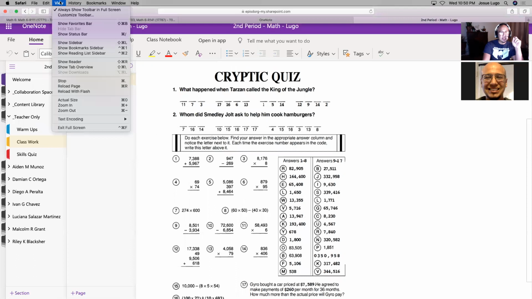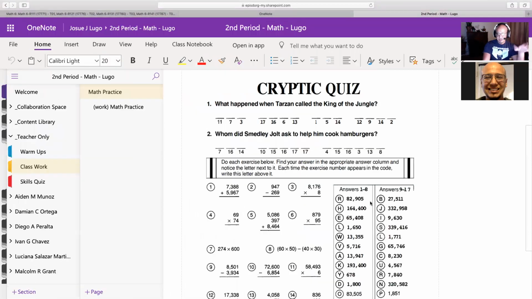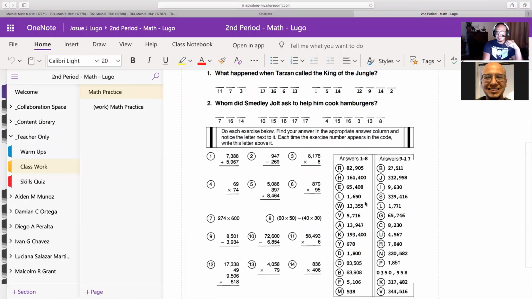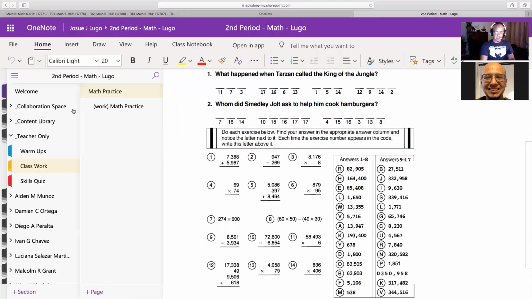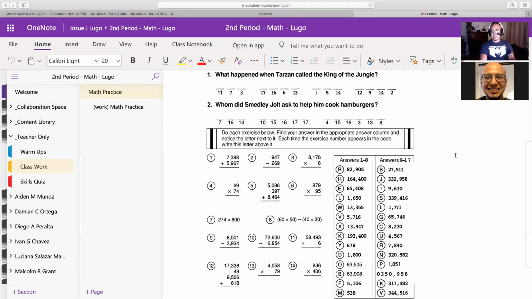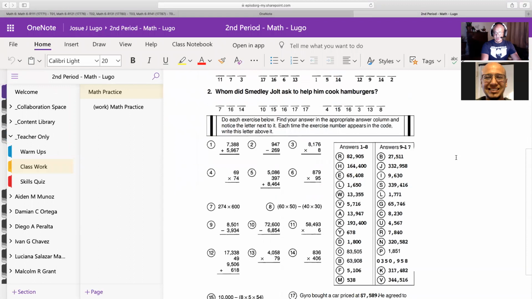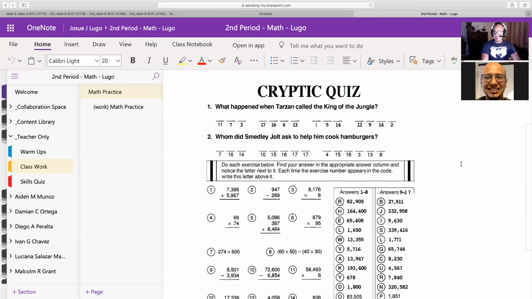Let's make it even bigger than that. View, zoom in, and there are shortcuts. Some of you might know what those shortcuts are, but that's the most basic way of zooming in. And obviously you can zoom out by going to View and clicking Zoom Out. Okay, and so there it is. It's bigger, but now you have less space to work with, don't you? You have a lot less space to work with.